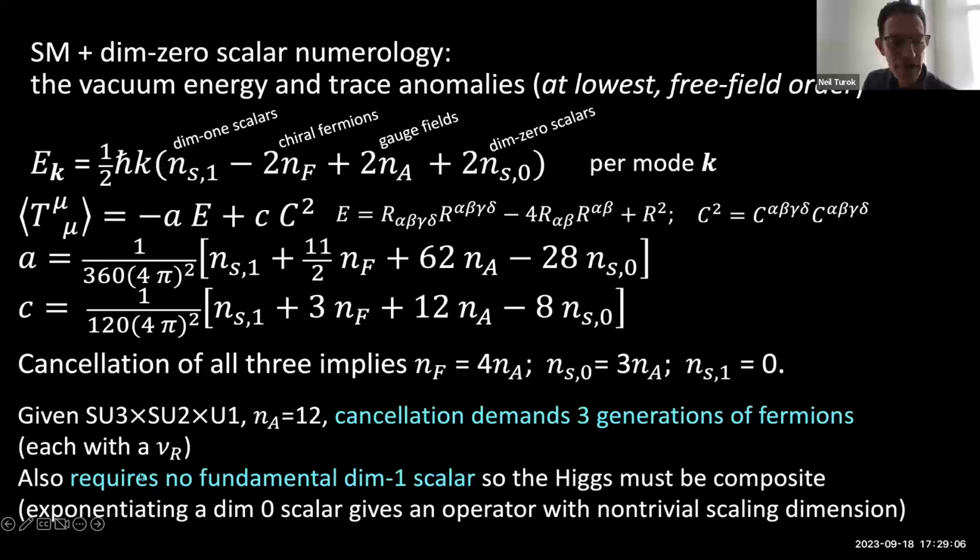And so this, rather than being a problem, may be an opportunity that actually we can explain the hierarchy puzzle by understanding how the Higgs is actually a composite made up out of these new dimension zero scalar and other standard model fields. And there seems to be a rather natural way of doing that, but we haven't worked it out yet.